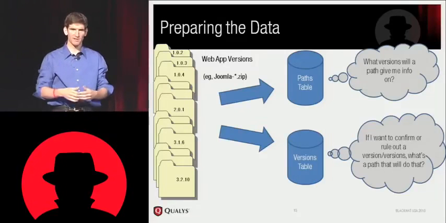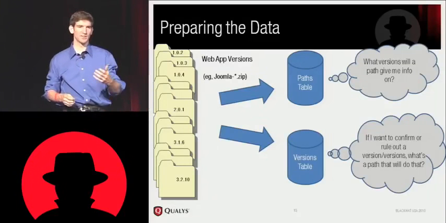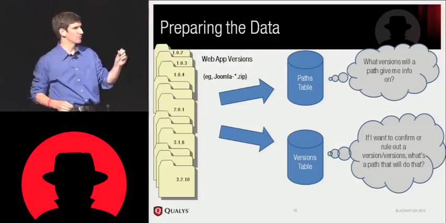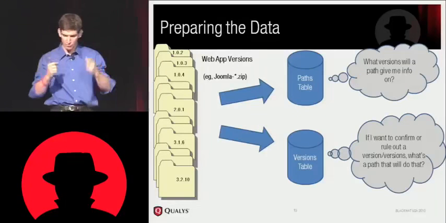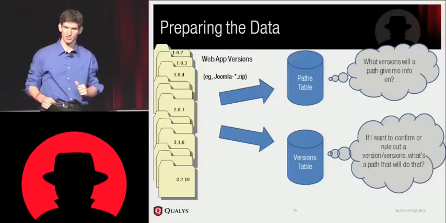Therefore, if I fetch that file, what kind of versions, if I hash that file, will it tell me about? The other side is the versions table, which is the exact same data grouped slightly differently, that if we want to confirm or rule out versions.